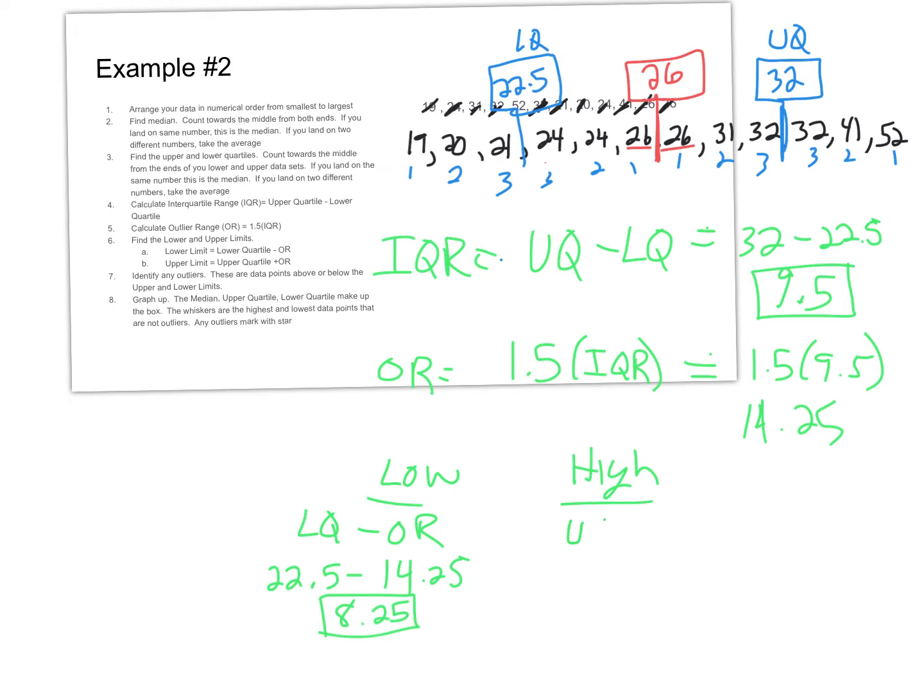Upper quartile plus outlier range. So we're going to do 32 plus 14.25, and I get 46.25. So any data point above that is considered an outlier. And as we look this time, 52 is above 46.25. So this data point is considered an outlier.